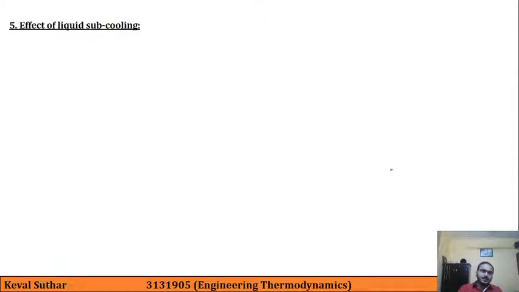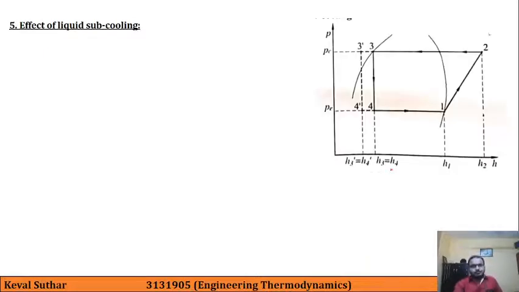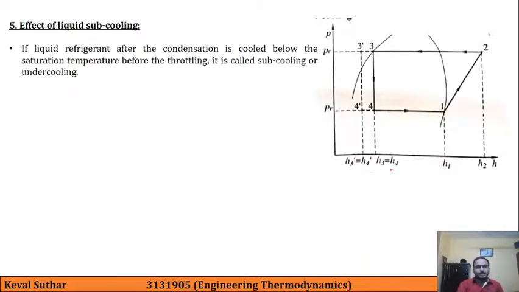Now our next effect is effect of liquid subcooling. So here, what is subcooling? If the liquid refrigerant after the condensation, that is at the point 3, is cooled below the saturation temperature before throttling it, so this we are discussing right now is going from 3 to 3 prime. So this is called subcooling or undercooling.